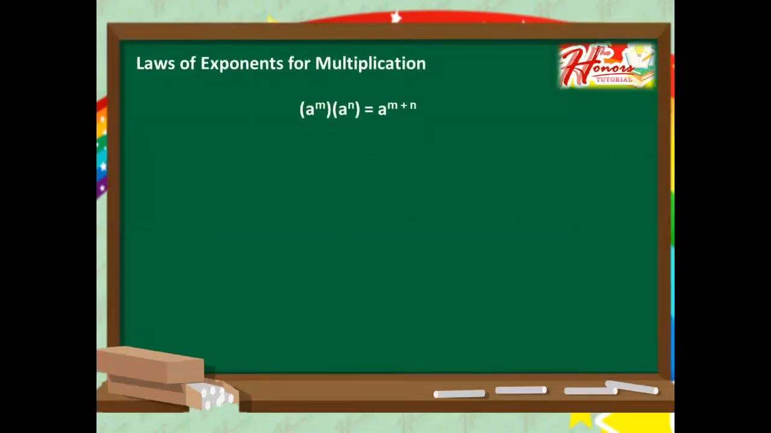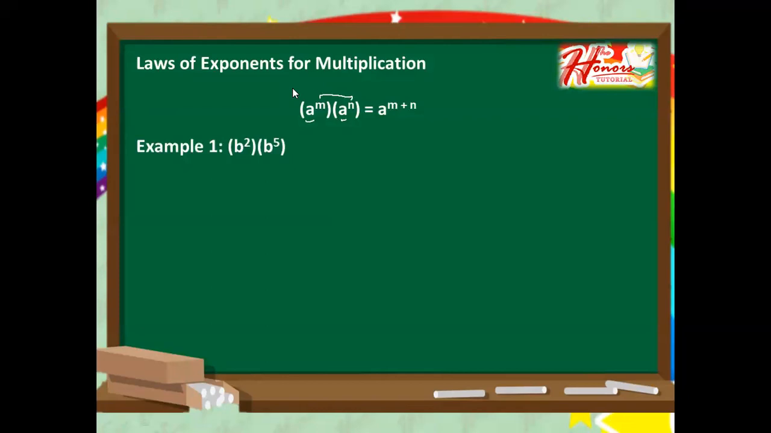We have here our first law of exponents for multiplication. A raised to m times a raised to n is equal to a raised to m plus n. As you can see in here, we have the same base. It is because it is represented by the same letter, which is a. But we have different exponents. So if it is the case, having the same base, please add the exponents. Let us have our example.